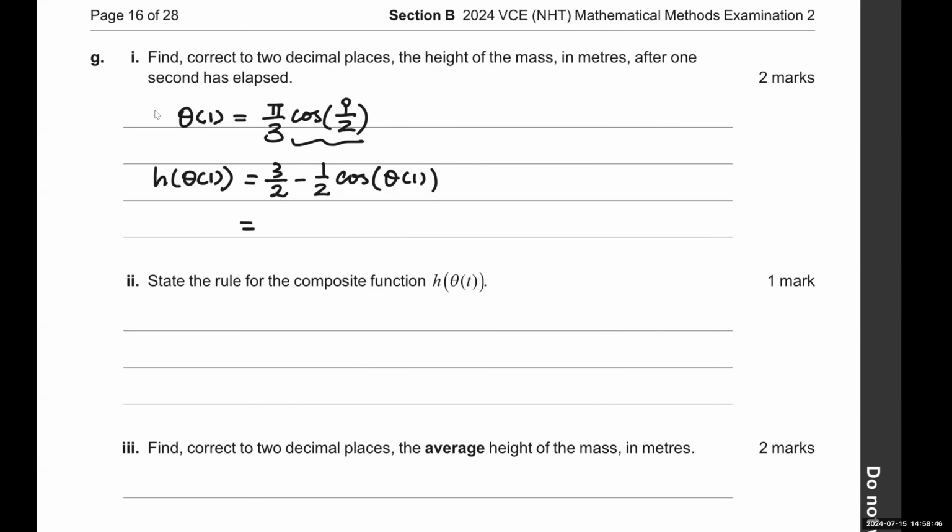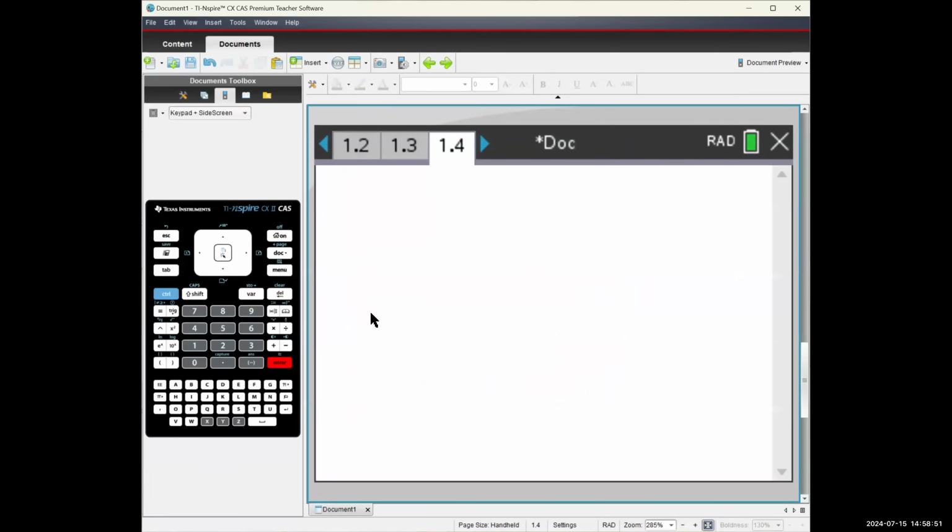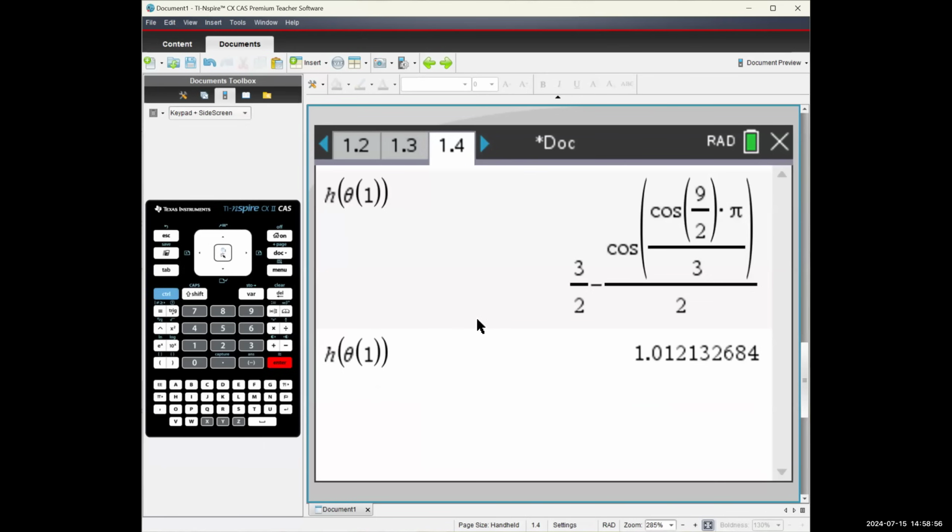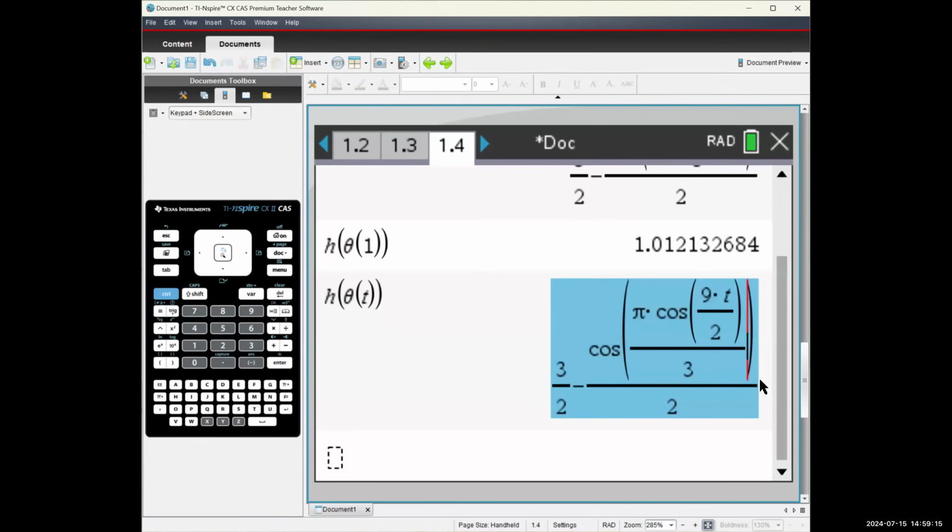And let's just try our CAS calculator. So probably just get h of theta 1. Press Control Enter. The answer is 1.01, okay? 1.01 in meters. Next part of the question wants you to state the rule for the composite function h theta t. So just use h theta t, and this is the rule. Don't forget to state your left-hand side, all right? So just copy that down, and then we will come back to the last part.